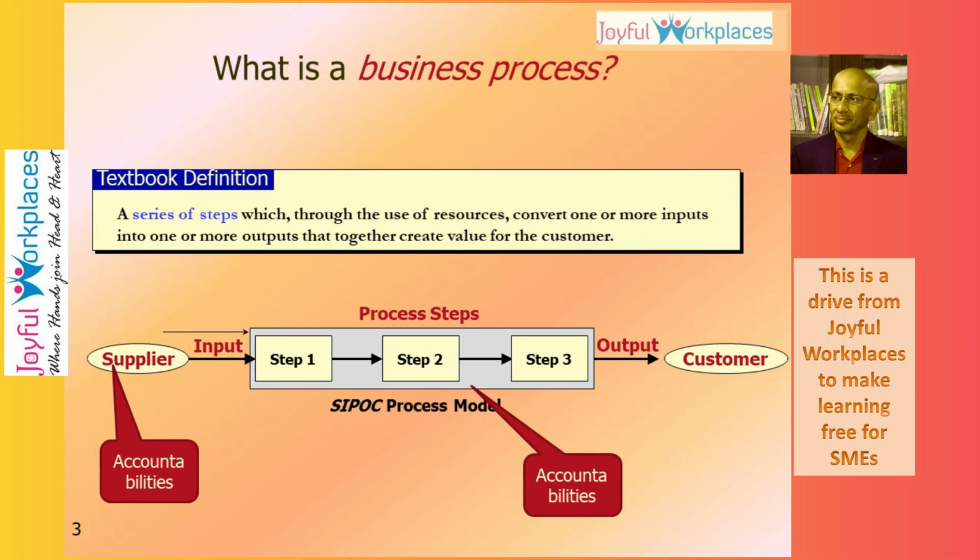There, S stands for supplier, I stands for input, P stands for process, O stands for output, and C stands for the customers. So, in the SIPOC model, we are able to see the different entities and the process owners together converting the processes to the deliverable.